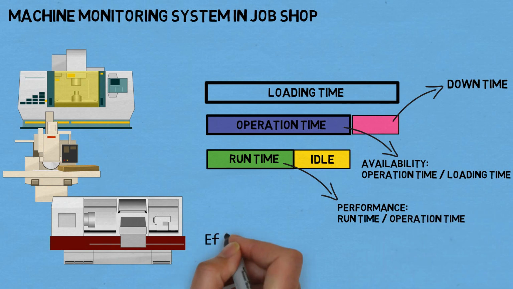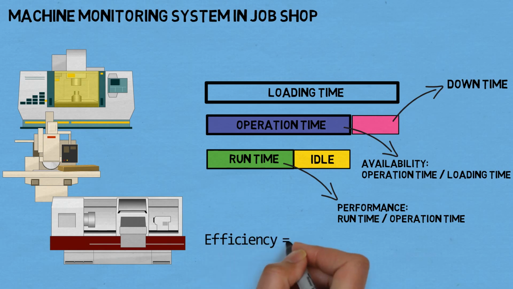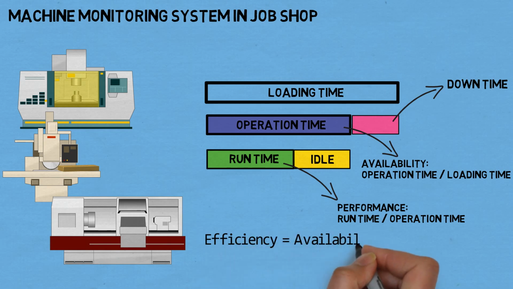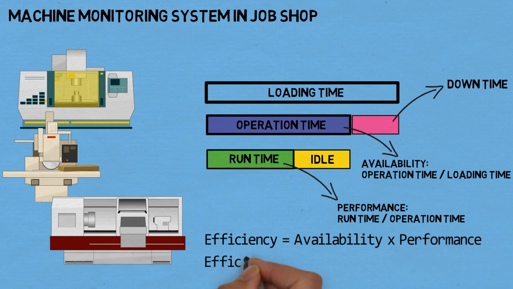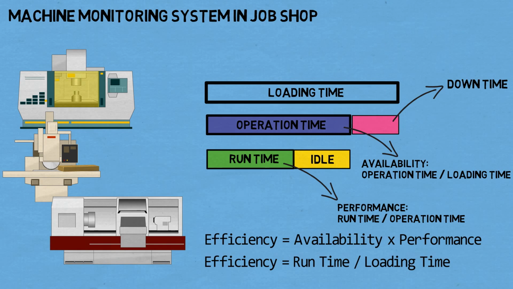So, to calculate efficiency, we can use the formula availability multiplied by performance, or we can use the formula run time divided by loading time. So the efficiency of a machine in a job shop is how long the total time is that the machine is used to do something value added to the workpiece. It means the utilization of the machine.